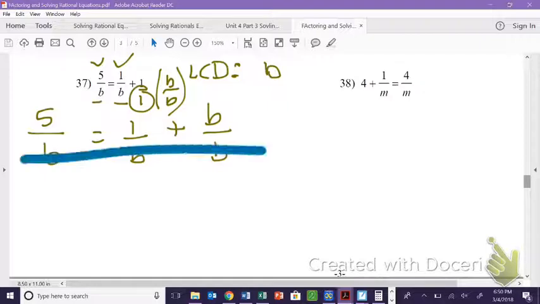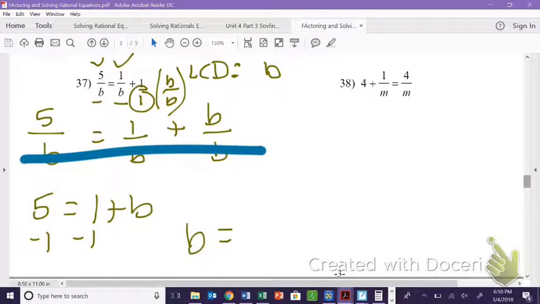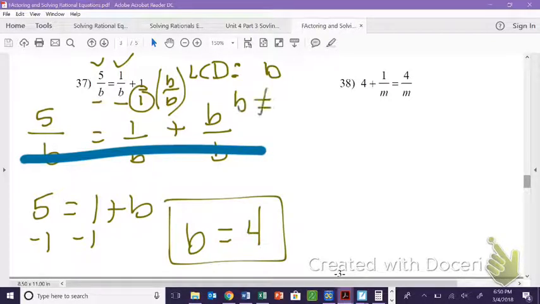So now the denominators match. You get 5 equals 1 plus B. Subtract 1 from both sides. B is equal to 4. Domain restriction, b cannot equal 0. It's the same. We've had really easy domain restrictions, so b is equal to 4.